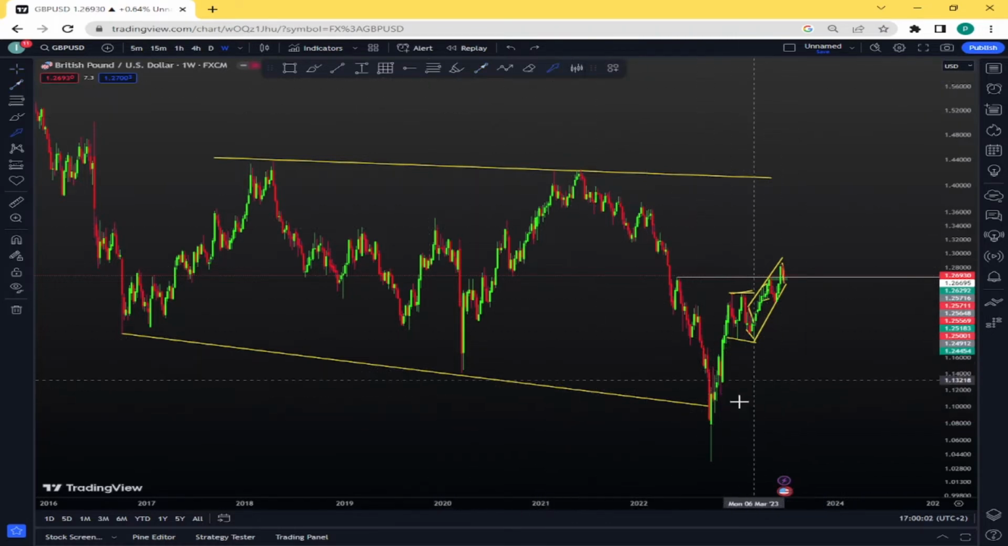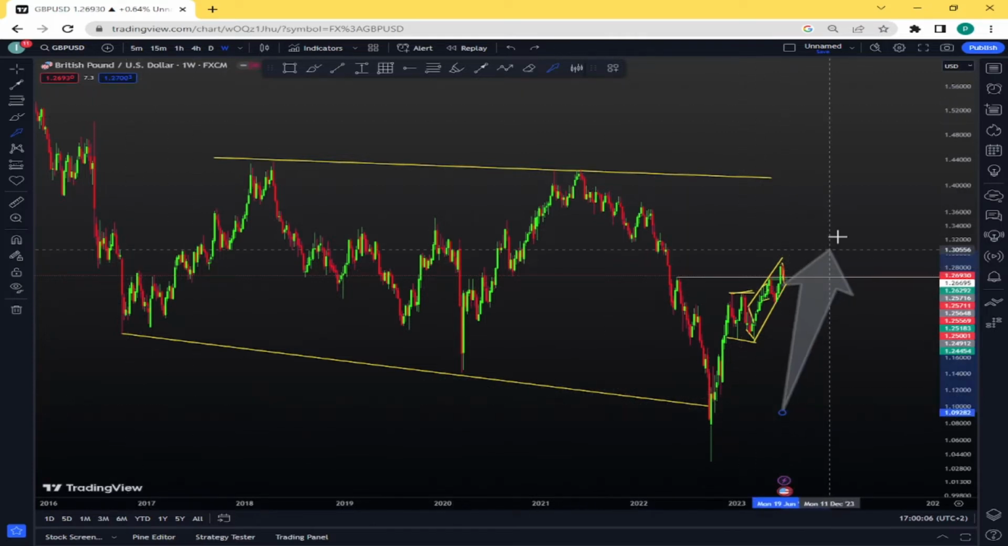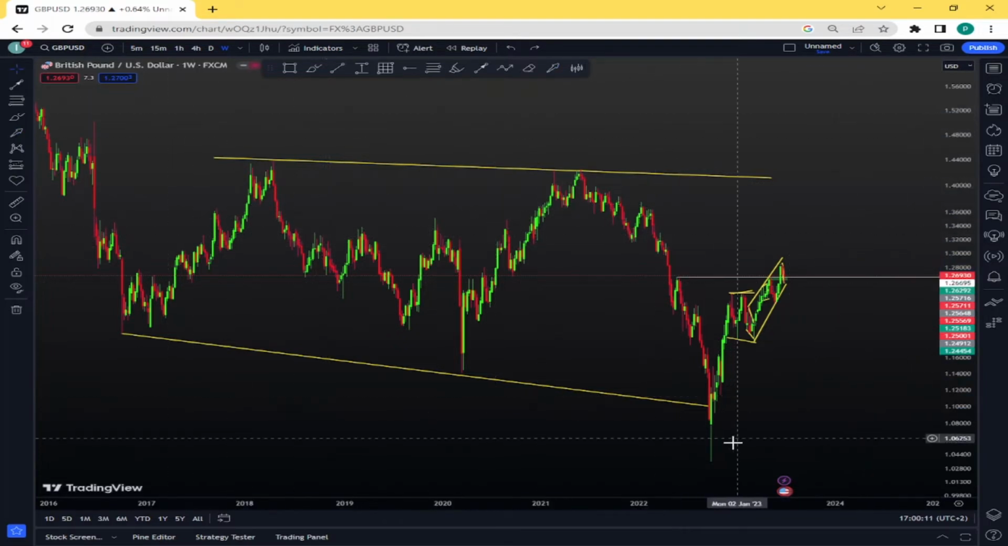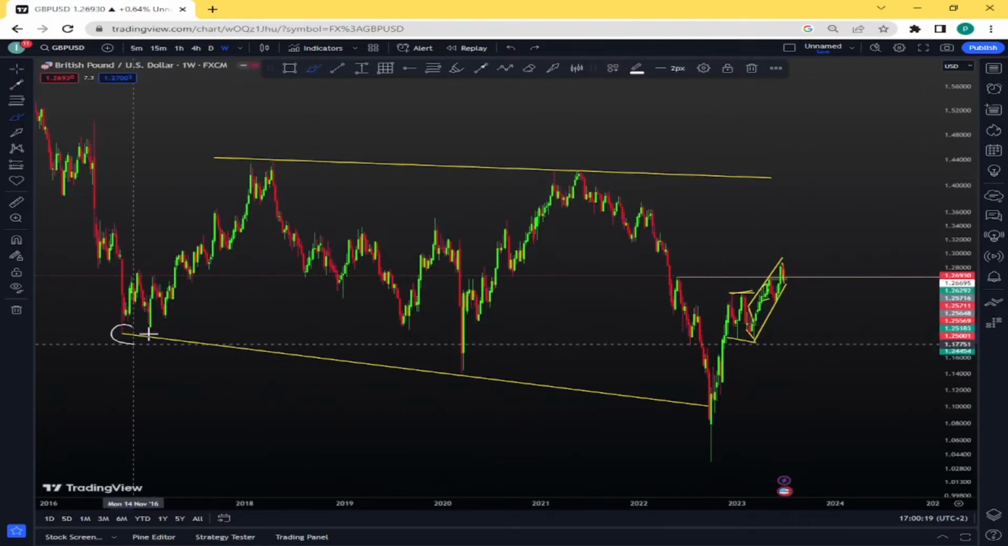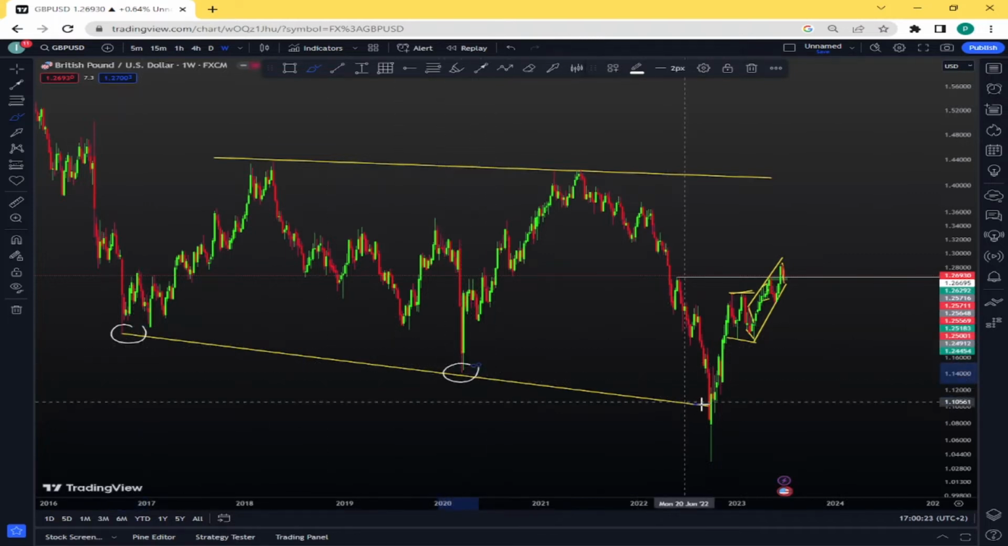In this case, that is why the market, the pound USD, has been going up for a very long time since September 2022, because price gave a first touch here and respected, gave a second touch here and respected, and gave a third touch here.